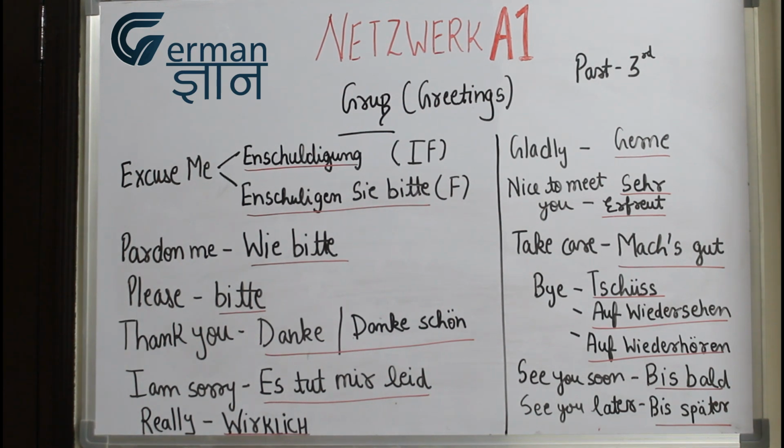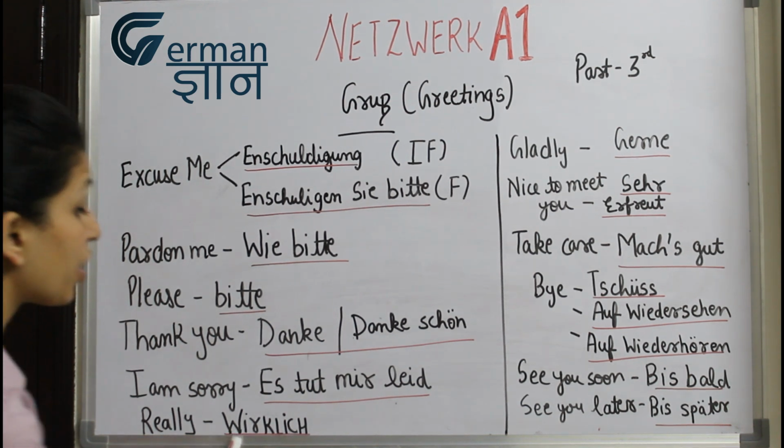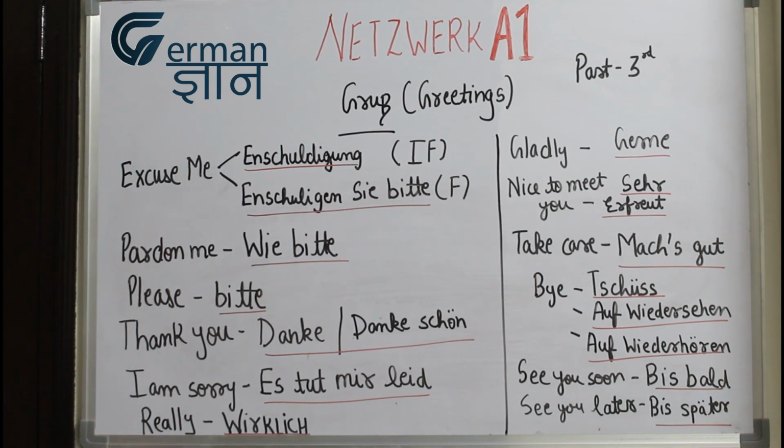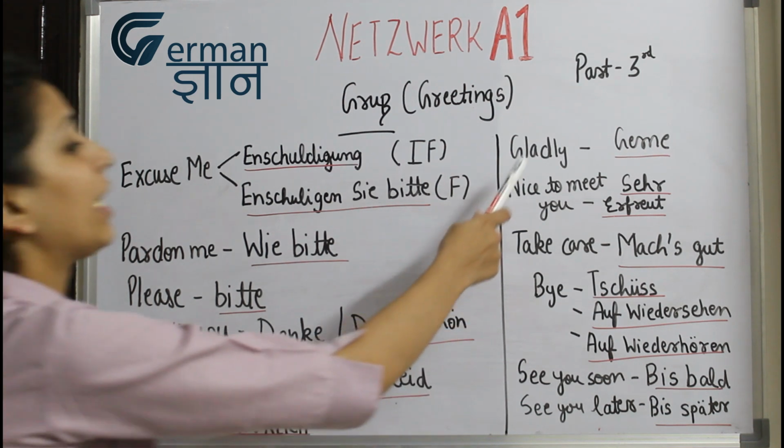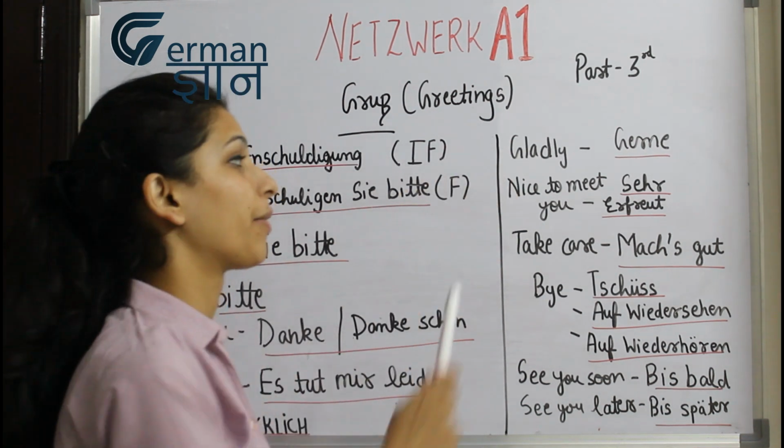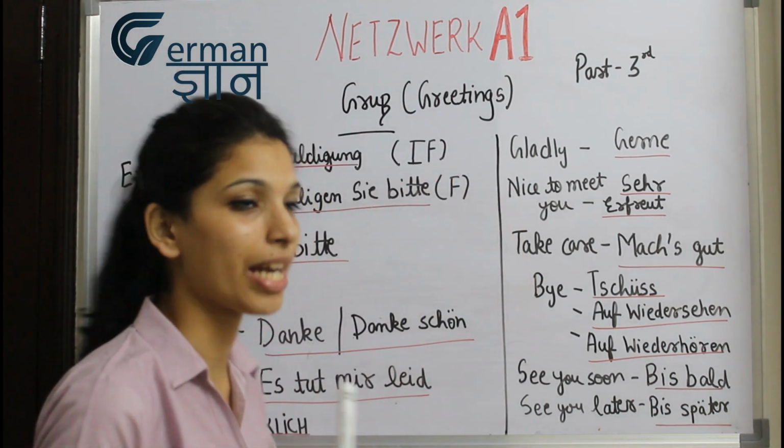Then another word is really. As W is pronounced as V, which we learned in the first video of topic 1, German alphabets, it will be pronounced as wirklich. Wirklich. Yeah? So let's go forward. Gladly means gerne. Gladly means gerne.